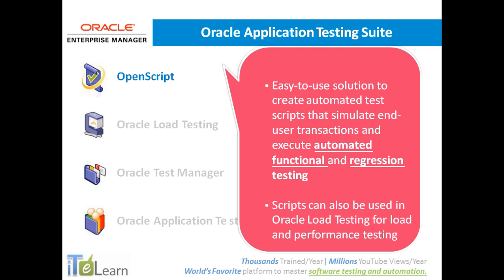So in this, we have an easy to use solution to create automated test scripts when we have to automate any functionalities. So we have to go for scripting. Now that scripting here, we can easily do it because there are so many capture and playback facilities. And there are so many other facilities that we can explore during the sessions, and that can simulate end user transactions and execute automated functional and regression testing. Majorly, any of the functional tools are used for regression testing.